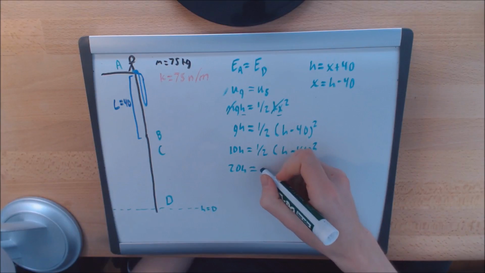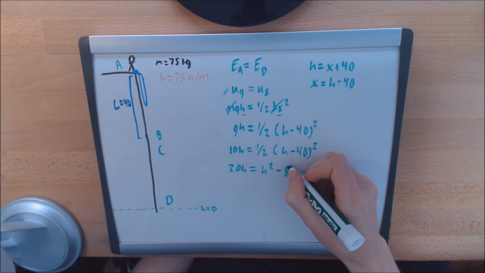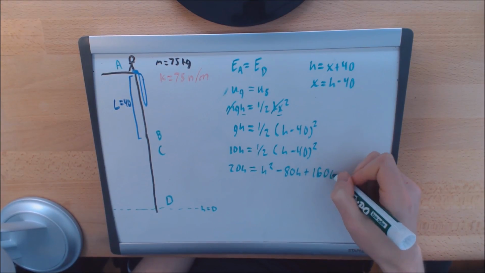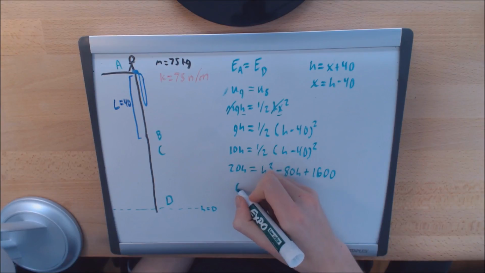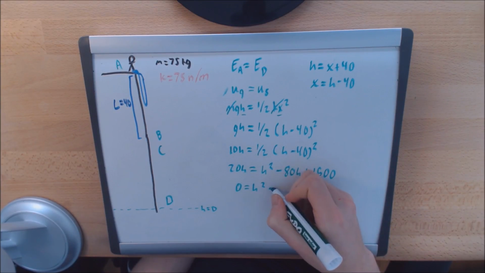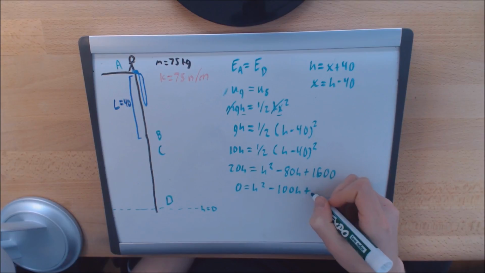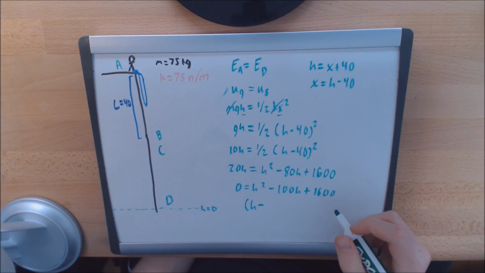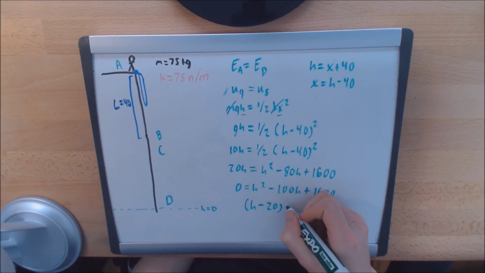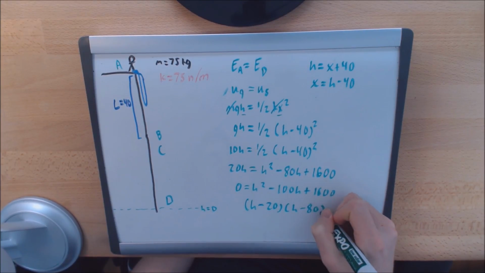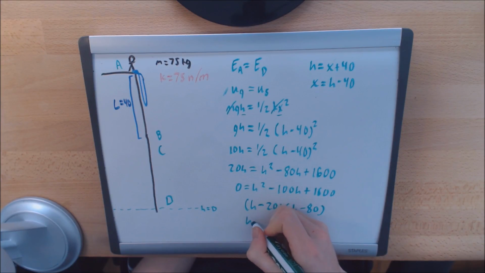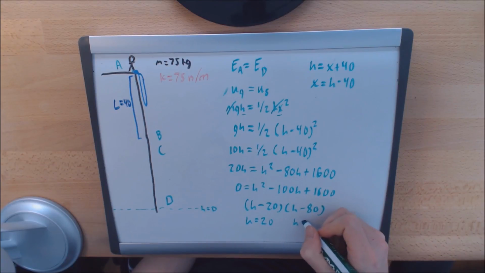Now let's factor this out. We'll get h squared minus 80h plus 1600. And then move the 20 over: 0 equals h squared minus 100h plus 1600. And as we factor this, we'll get h minus 20 and h minus 80, because 20 and 80 both go into 1600, and 20 and 80 will add to 100. So we'll get h equals 20 and then h equals 80.